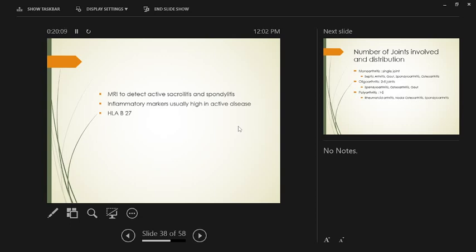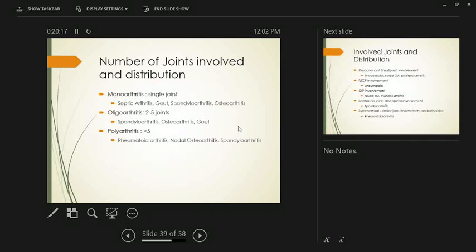So investigation-wise, we can order an MRI to detect active sacroiliitis and spondylitis, and inflammatory markers are usually high in active disease. HLA-B27 can be used to assist the diagnosis. So now we've discussed several cases where the number of joints involved and the distribution of the joints helped us in the diagnosis of the particular arthritis.